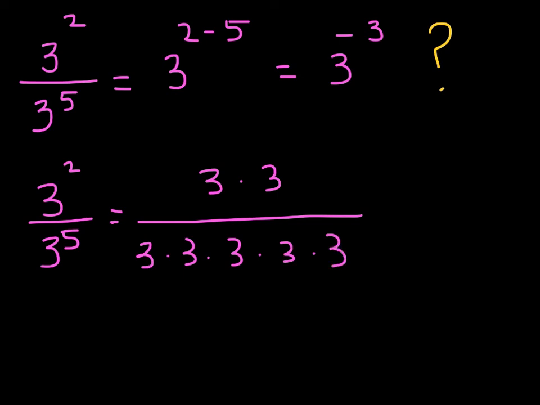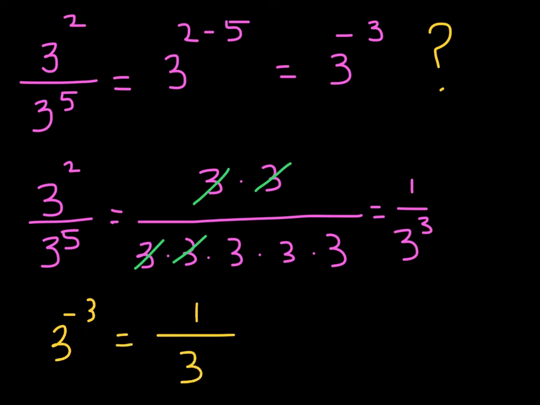Now watch this. This 3 divides out with that 3, right? This 3 divides out with that 3. So then what you end up with is 1 over 3 cubed. So if 3 squared divided by 3 to the 5th power is 3 to the negative third, and 3 squared divided by 3 to the 5th power is also 1 over 3 cubed, that leads me to believe that 3 to the negative third power just means 1 over 3 cubed.